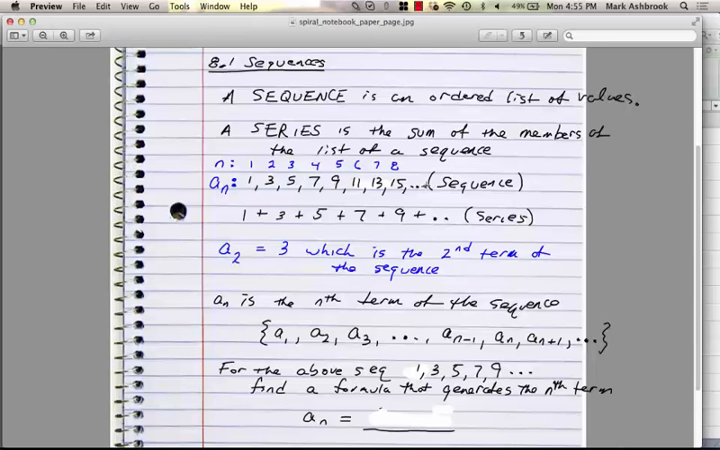How many people think they got it? Raise your hand. Just 3? 4? 5? So what do you do to 8 to get 15, 7 to get 13, 6 to get 11? Double and subtract 1. Yeah, you double and subtract 1, right? So the formula is? 2n minus 1. It's always 1 less than twice whatever n is.